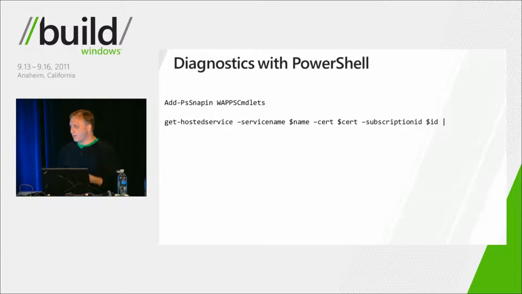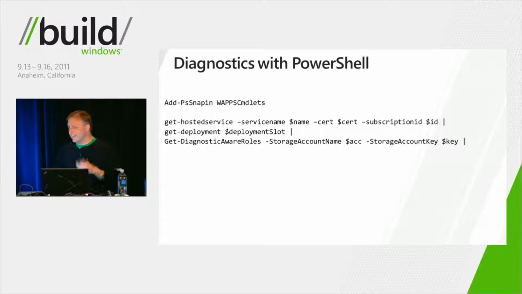And the pipe operator at the end basically tells PowerShell to take the return value out of get hosted service and pass it to another commandlet. So we're taking the results out of get hosted service and passing it to get deployment. Get deployment says, okay, you're working with this hosted service, which deployment do you want, staging or production? From staging or production, you pass that to get diagnostic where roles, and it actually needs your storage account because at this point we're working with storage doing diagnostics.